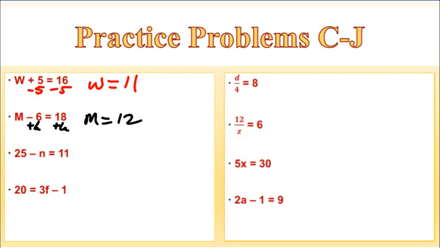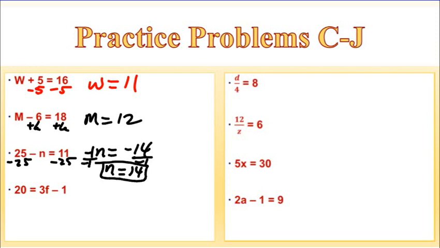To get n by itself, here I'm going to subtract 25. If I subtract 25, right now I have negative n equals negative 14. But my n is not by itself. I have to divide this by negative 1. Negative 1 divided by negative 1 is just n. Divide this by negative 1, n would equal 14. And I can always check my answer: 25 minus 14 is 11.